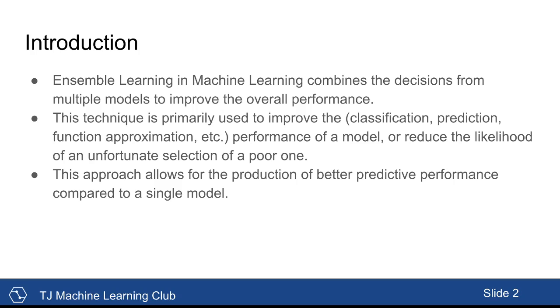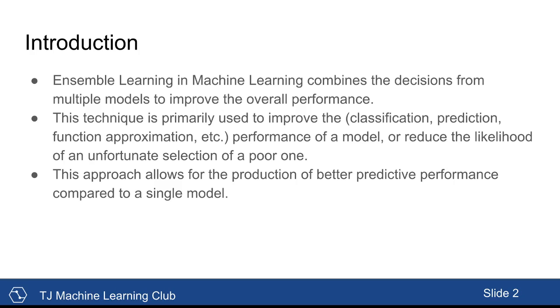Ensemble learning in machine learning is basically a methodology where you combine numerous different machine learning models to help improve the overall performance of your model. So you take, for example, a decision tree, combine it with an SVM's output, combine it with a k-means clustering algorithm output, or something like that. In the end, you combine those decisions together to come up with some sort of voted or aggregated output. This technique is normally used to improve either classification, prediction, or even function approximation for a model, and it can also help reduce the likelihood of selecting a poor model.